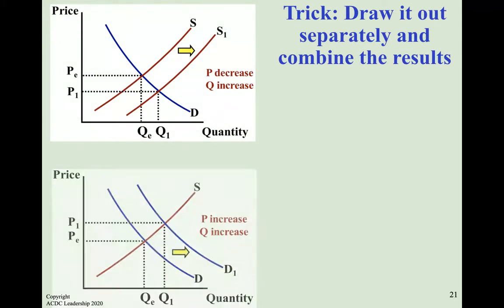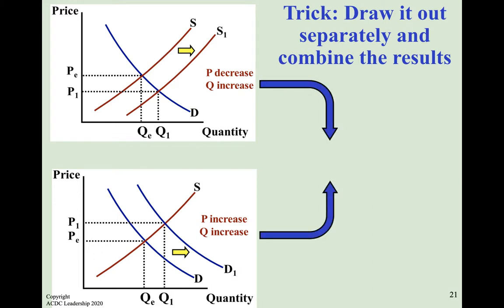So here's what you do. You draw out the graphs separately with the shift in demand and the shifts in supply. You figure them out separately. If you notice that two of them have the same result, in this case, the price is indeterminate, one is a decrease, the other's an increase, you can't tell. But if two are the same, like the quantity increased for the supply and the quantity increased for the demand, they match up and you know it's an increase.